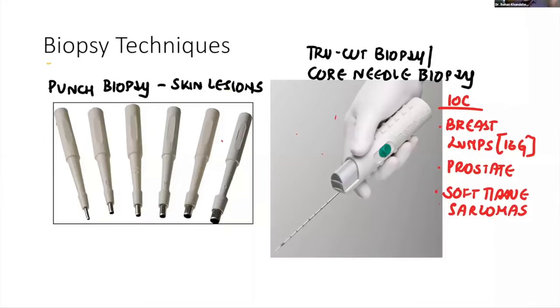True cut or core needle biopsy, you can see a true cut or core needle biopsy gun. This is the investigation of choice at 3 places: for breast lumps, for prostate, and for soft tissue sarcomas. All 3 have been asked in the exam. You should also know that for this true cut biopsy, which is the investigation of choice for a breast lump, a 16 gauge needle is the best size. So 16 gauge is used for breast lesions.